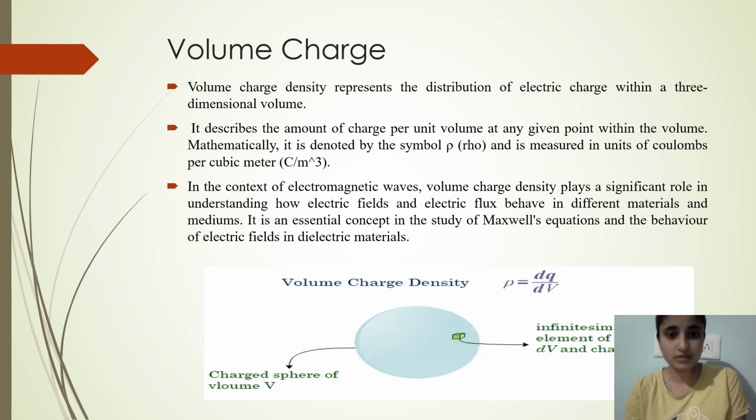Volume charge. Volume charge density represents the distribution of electric charge within a three-dimensional volume. It describes the amount of charge per unit volume at any given point within the volume. Mathematically, it is denoted by the symbol rho and is measured in units of coulombs per cubic meter. In the context of electromagnetic waves, volume charge density plays a significant role in understanding how electric fields and electric flux behave in different materials and mediums. It is an essential concept in the study of Maxwell's equations and the behavior of electric fields in dielectric materials. Therefore, volume charge density is given by rho equals dq by dV.